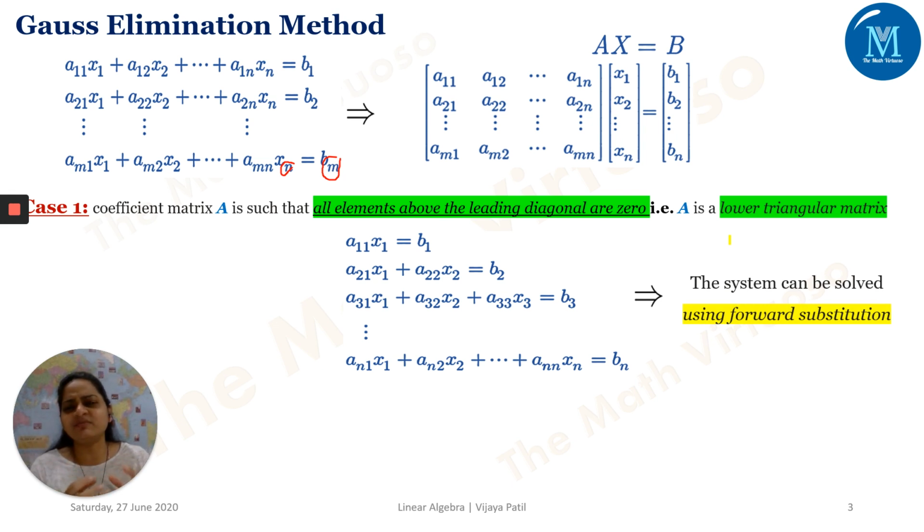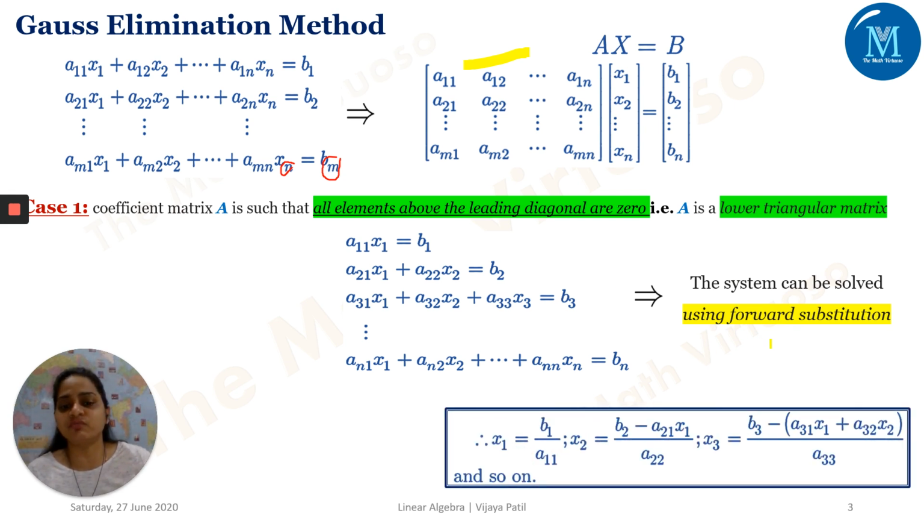That means we are doing row transformations on this particular matrix A, and we'll be getting this type of equations here. So I have to reduce it so that the elements above the leading diagonal are 0, and it is known as a lower triangular matrix. The system can be solved using forward substitution.